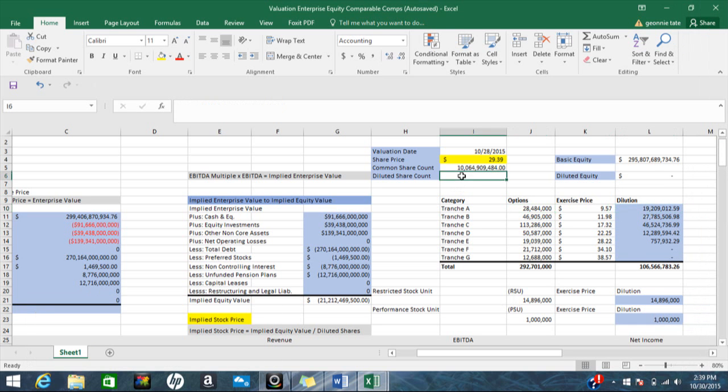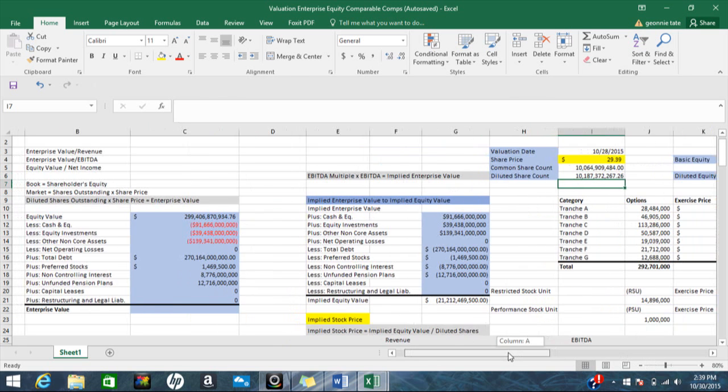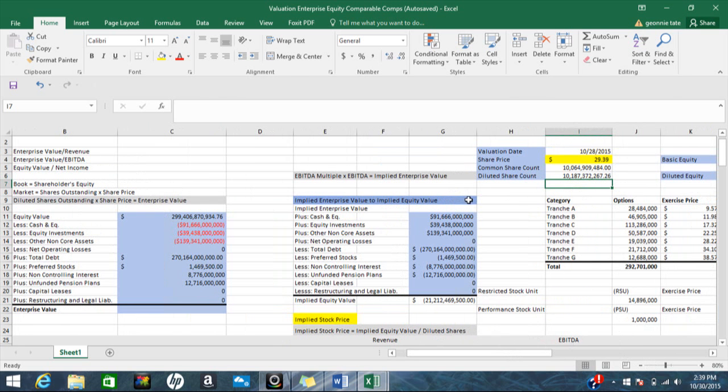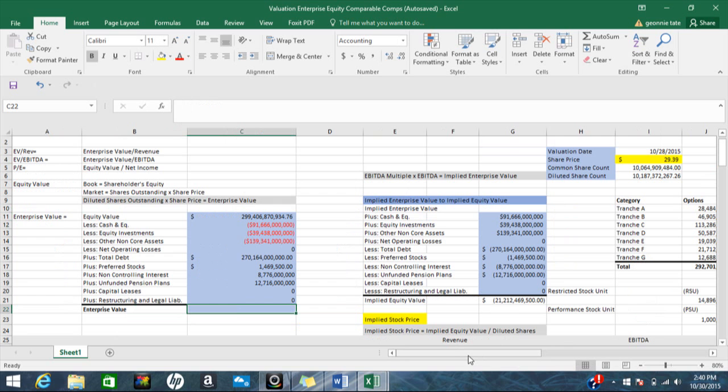So to calculate the diluted share count, you need the common share count. Then you need to add all of the dilution amounts from the options and restricted stock units and performance stock units. There you go. And you need to use this number here to calculate the equity value here. So what you would do is take this diluted share count and multiply it by the share price. And now we can get on with the rest of our calculation.